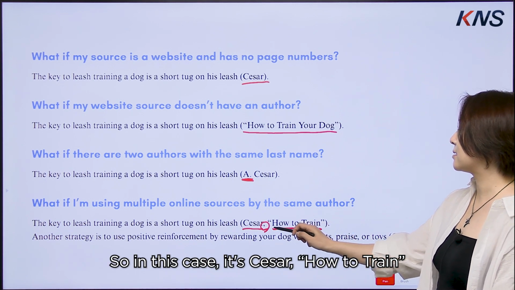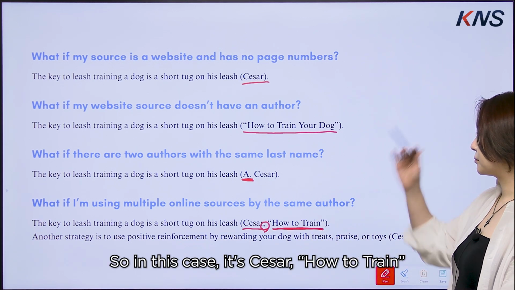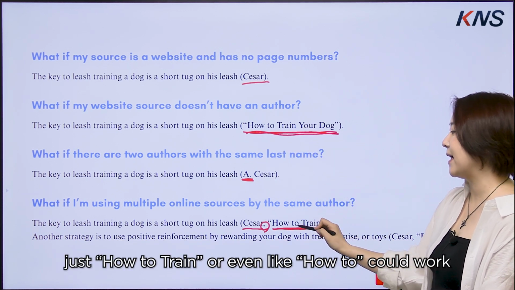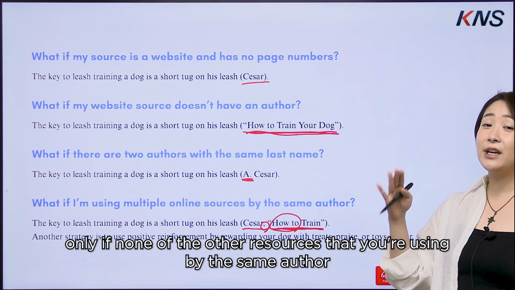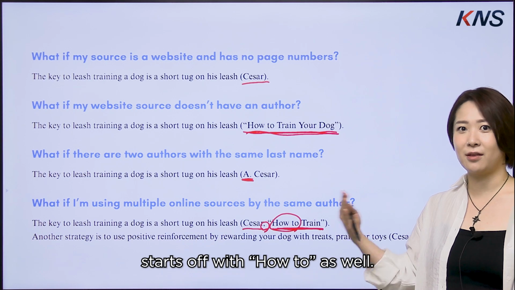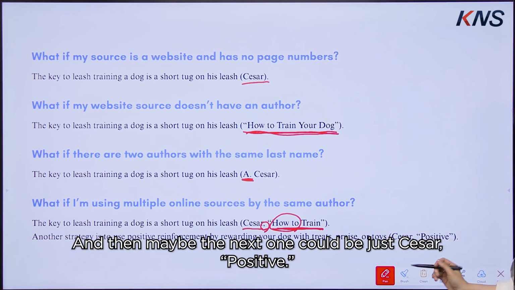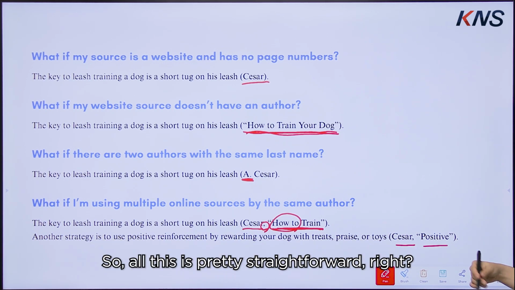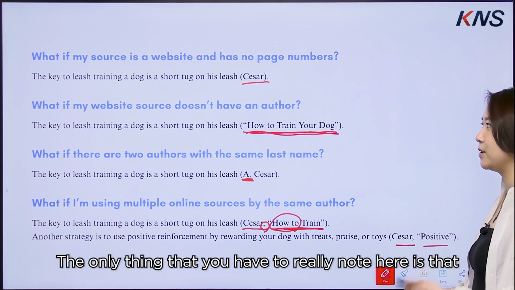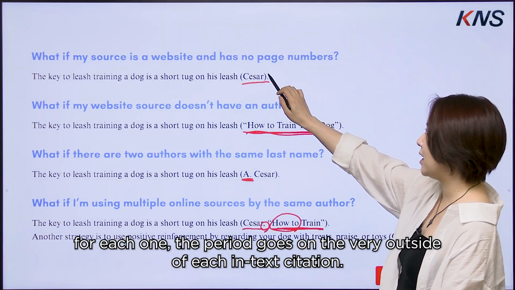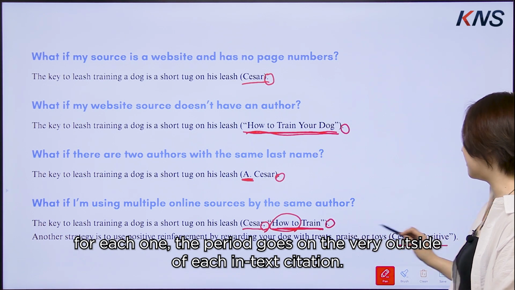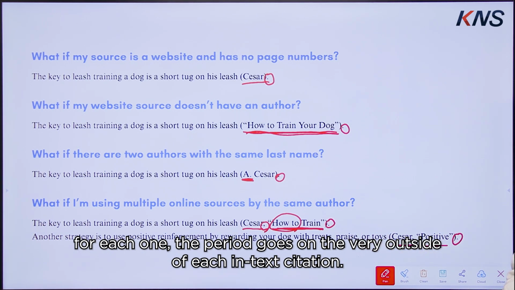So in this case, it's César, how to train, instead of writing the full thing. Like how to train your dog, just how to train, or even just "how to" could work only if none of the other resources that you're using by the same author starts off with "how to" as well. And then maybe the next one could be just César, positive. So all of this is pretty straightforward, right? The only thing you have to really note here is that for each one, the period goes on the very outside of each in-text citation.